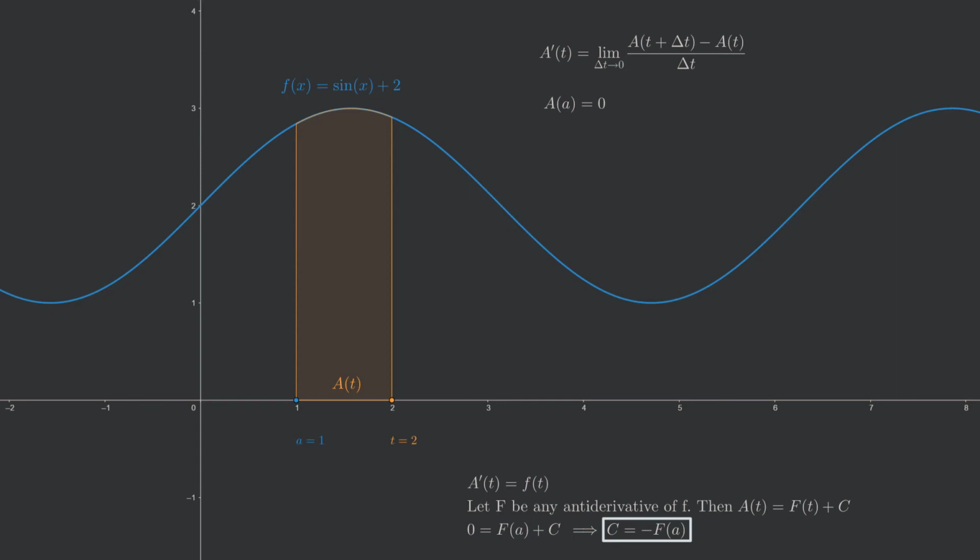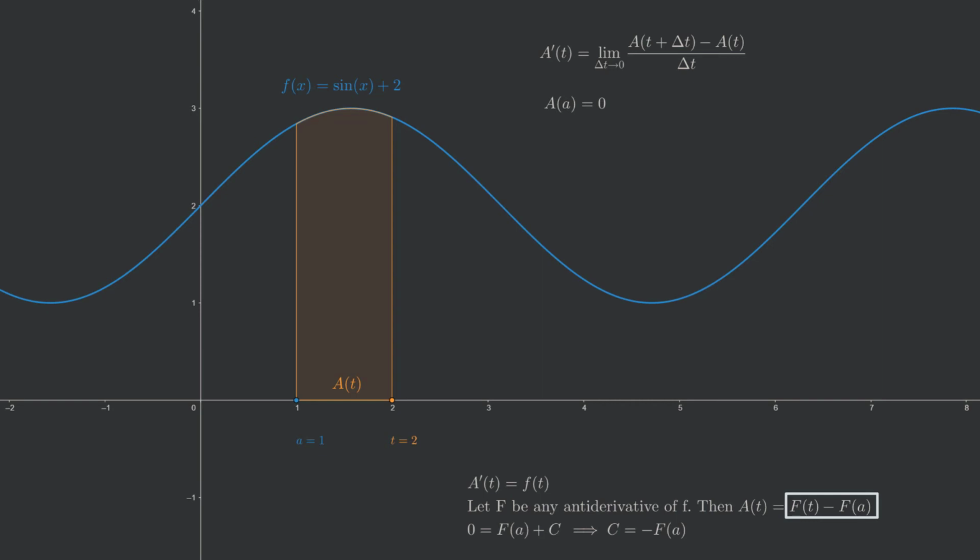Now, if we plug this value for c into our earlier equation, A of t equals F of t plus c, we obtain an extremely important result. It is a formula of how to calculate the area under a curve between the left border a and the right border t. Actually, the difference capital F of t minus capital F of a is so important that it is worth being given a name and a notation on its own.